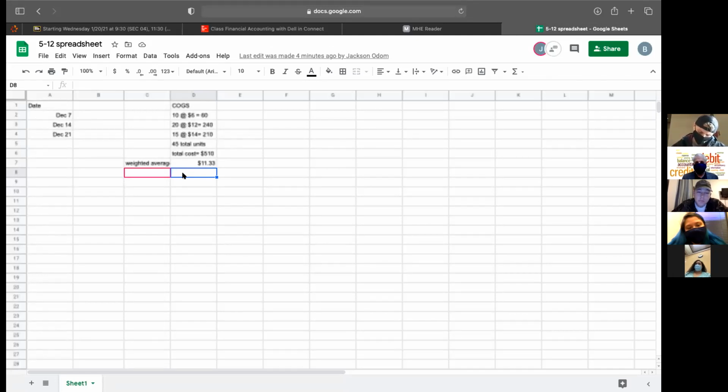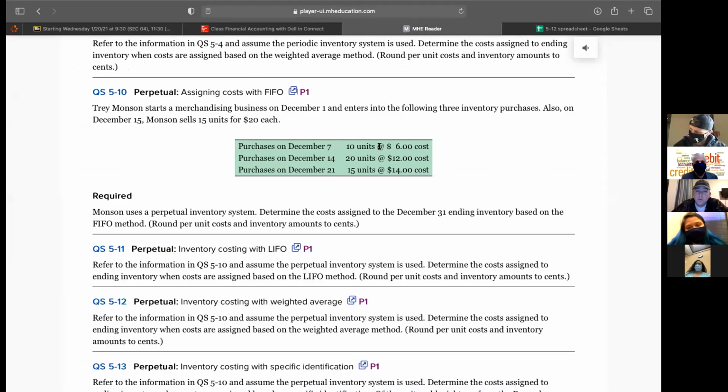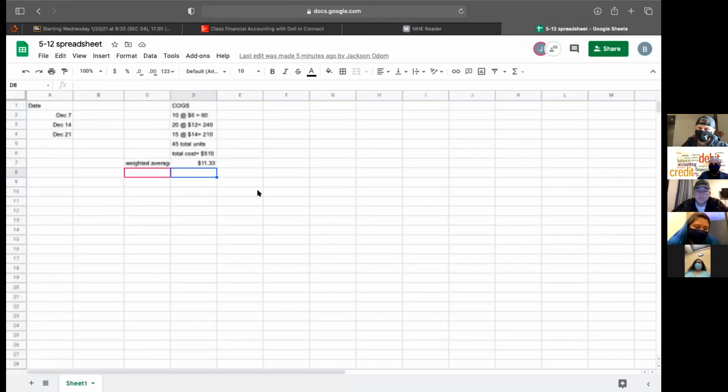Go back to the problem. If we sold 15 of these units and we started with how many? How many were available for sale? 45. So how many do we have left in inventory? Well, let's do the math. We started with 45, minus 15, that's 30. So we have 30 left in inventory. We have 30 sitting on the shelf, and 15 that went out the door. It's either here or out the door.